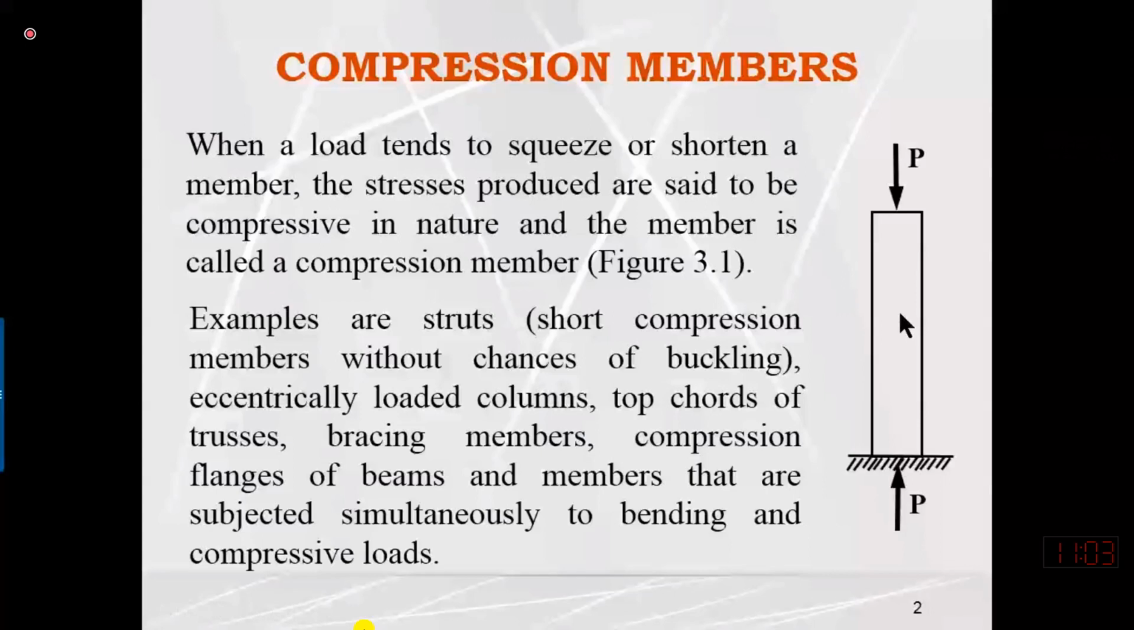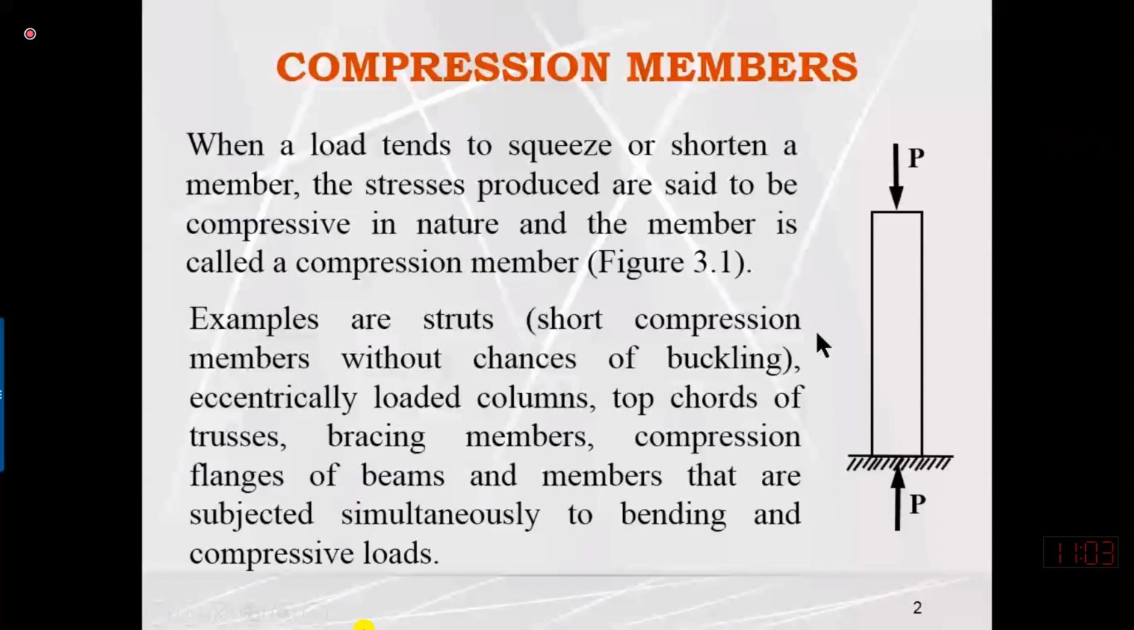The tension member is also an axial member which is subjected to axial longitudinal forces which are acting away from the body. But in a compression member, the forces are acting parallel to the longitudinal axis and tend to shorten the body.